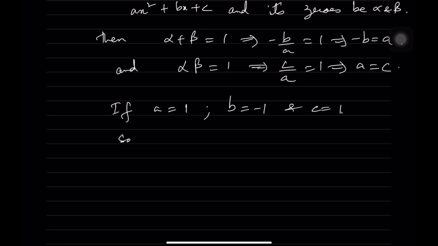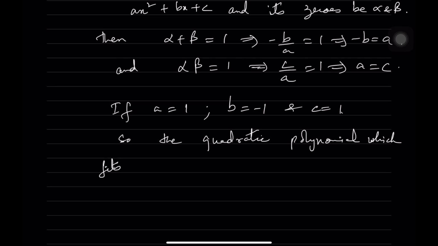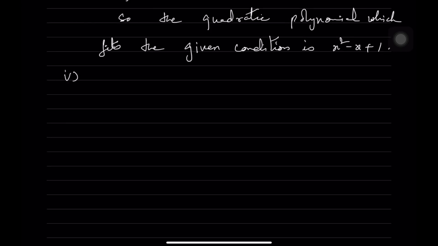So now the quadratic polynomial which best fits the condition is nothing but ax square plus bx plus c. So now here a is 1, b is minus 1, c is 1, what is the answer we get over here? We get it as x square minus x plus 1. Then the fifth one, we are having minus 1 by 4 and 1 by 4.